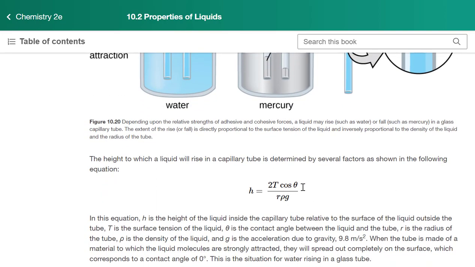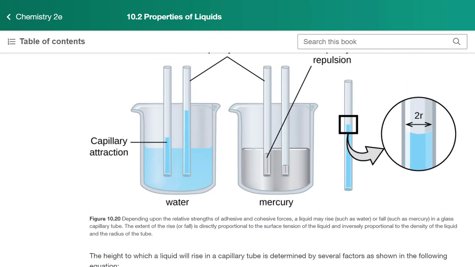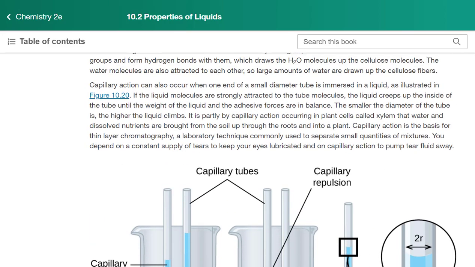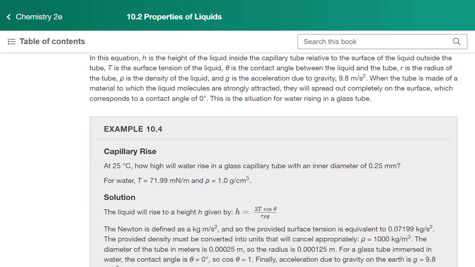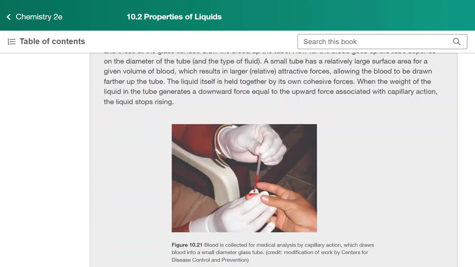So this is the equation. Don't worry about the equation. We're not going to use it at all. We want to have just an understanding of what these terms are, which is sufficient for this class.